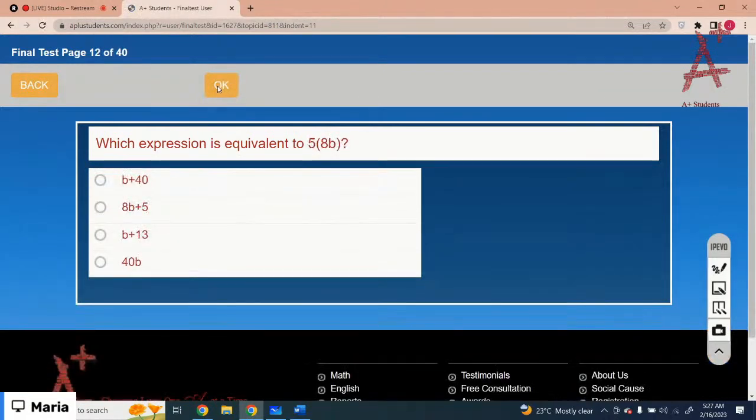Okay, the next one is which expression is equivalent to 5 times 8b? 5 times 8 is 40. So 40b is the correct option.